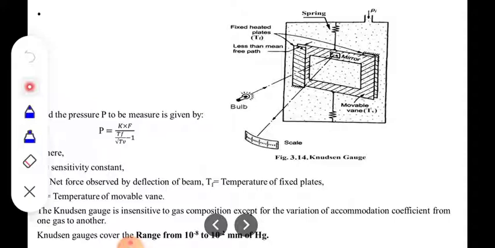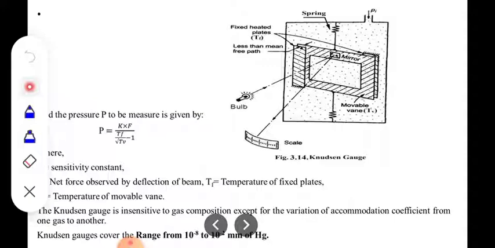So what will happen is that a deflection of the plate will take place by a certain angle. A light bulb is provided, and one mirror is mounted on the movable vane. Here we can observe this is the mirror. As the number of gas molecules strike the fixed plate, and the temperature of the fixed plate is higher, those molecules or atoms will return back with a higher kinetic energy, and that will strike the movable vane.